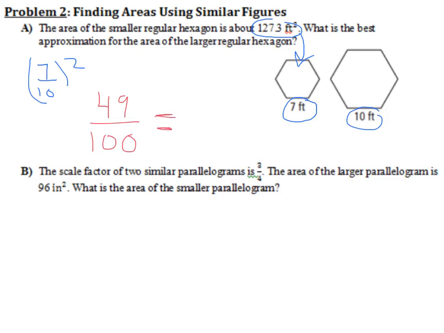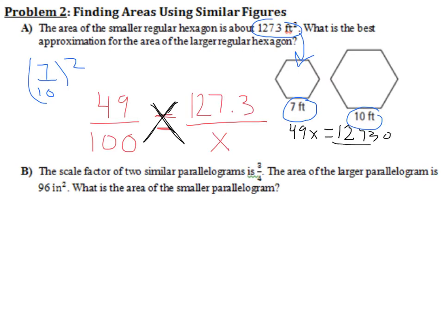That's going to be equal to, my smaller is on top, 127.3 over x. I don't know what the area of my larger one is. But now I have an equal fraction, so now I can cross multiply and get 49x is equal to 12,730. Divided by 49, the area of the larger one would be roughly 259.8 feet squared.